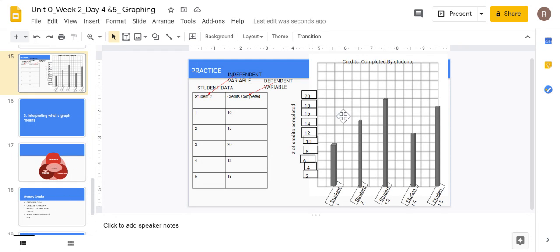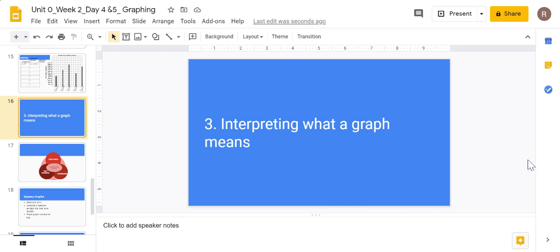Okay, so now I could use this graph to interpret my data, which is the next step. So interpreting your data is the next step in meaningful graph making. Okay, what does this graph tell us? You need to be able to tell your audience what your graph tells us.